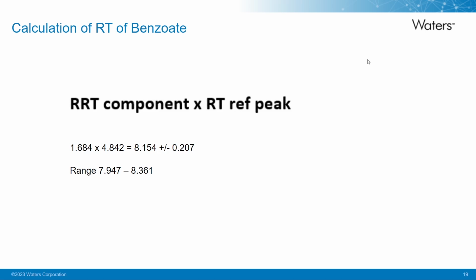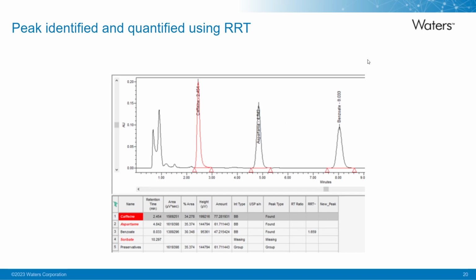You won't see any change in the component table itself. It's used to determine the location of that peak, and it is now found. You can see there's the RRT. Sorry, the screen capture is a little bit small. And now the peak is identified and quantitated.